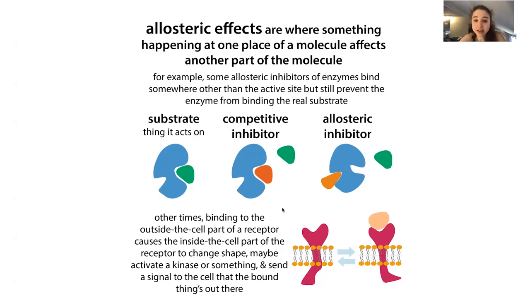Another place you'll see allosteric effects is with receptor proteins. These often span through a membrane. You have some sort of thing that the receptor binds to, a ligand. Different receptors will have different ligands that they recognize and bind to.